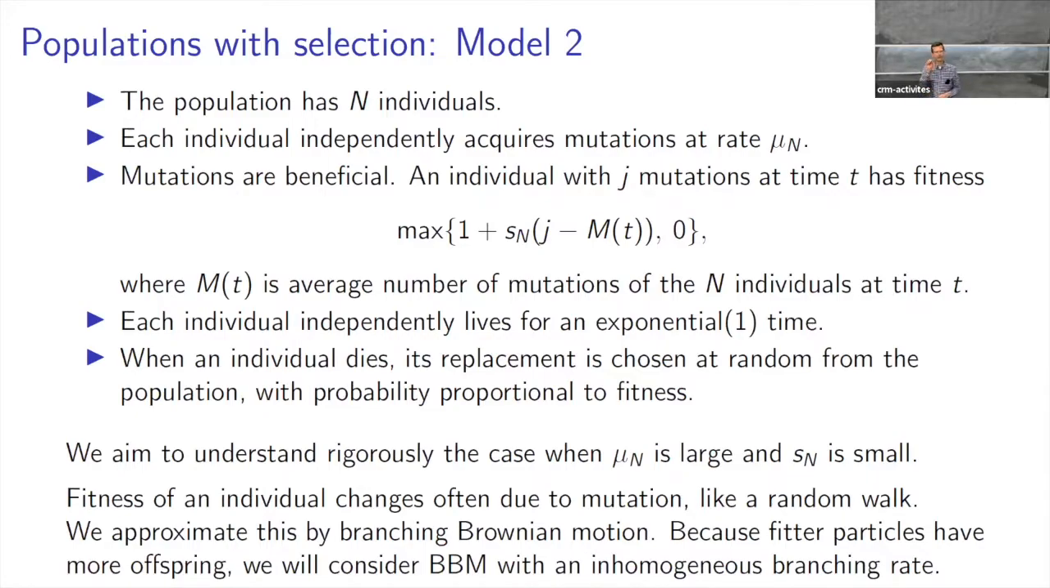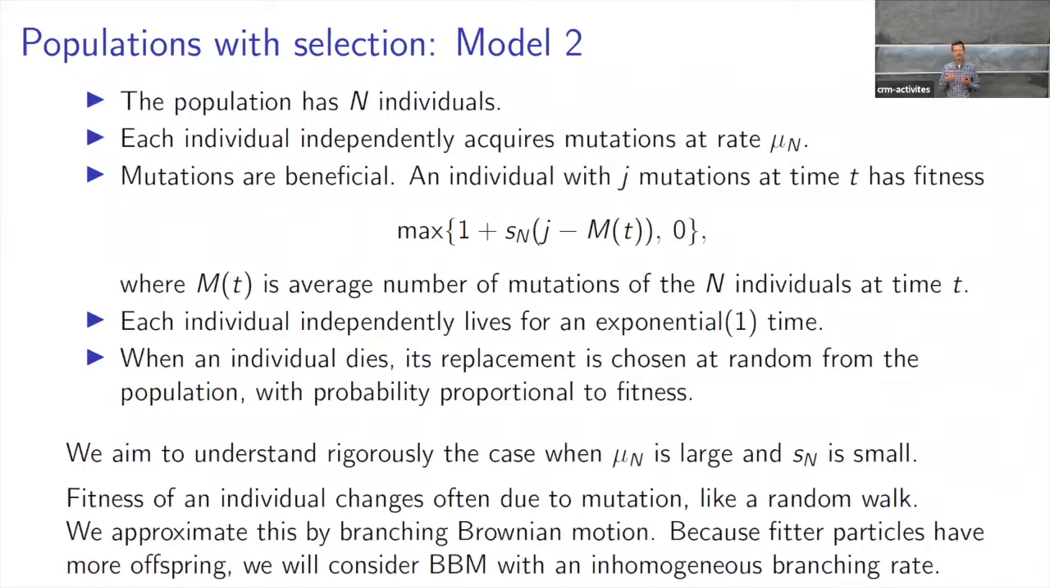So the parameter Sn indicates the fitness benefit that one gets from each mutation. We say that each individual independently lives for an exponentially distributed time with rate 1. And when an individual dies, we choose an individual at random from the population, with probability proportional to fitness, to be the parent of the new individual that is born. So fitter individuals are more likely to have offspring, and the offspring inherit all of the parents' mutations.